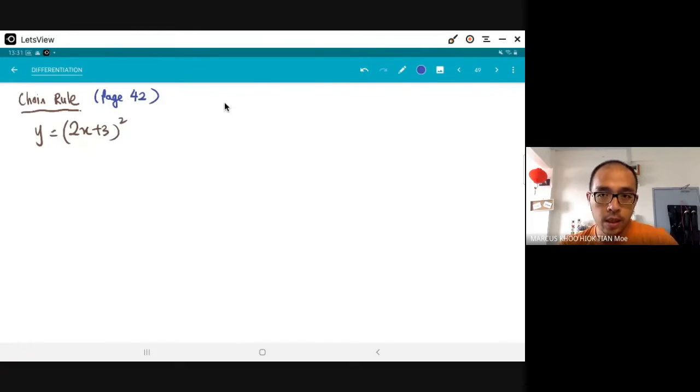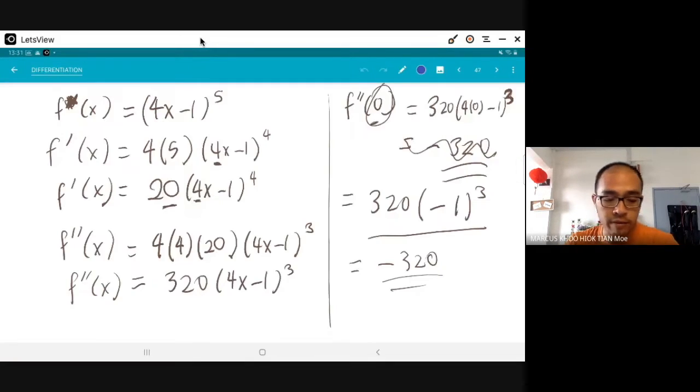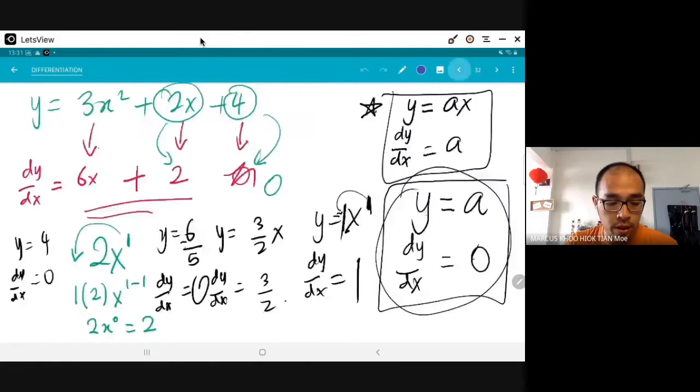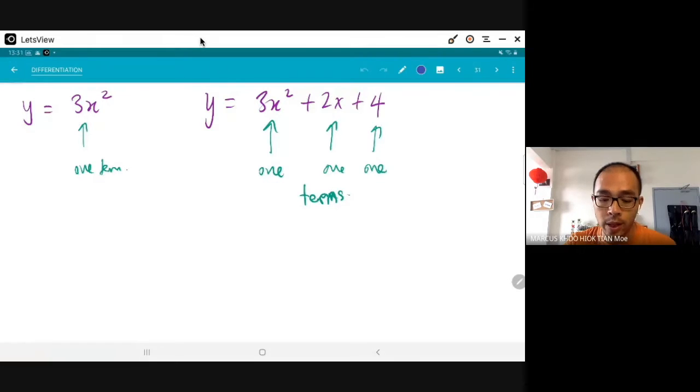So let's begin. The other day we talked about how to differentiate different types of algebraic expressions, different types of functions. We have seen from the very simple, where there's one term and then more than one term, so you just differentiate it separately.